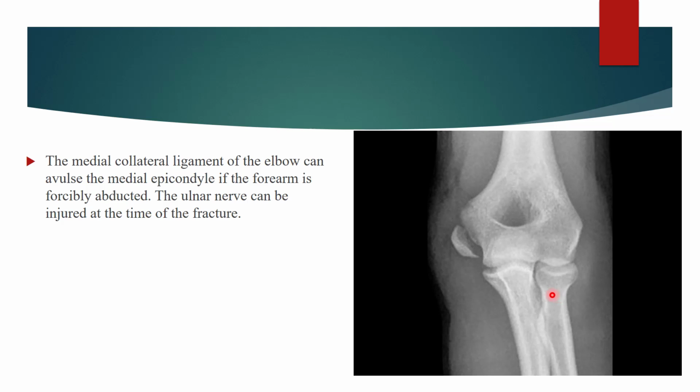The medial collateral ligament of the elbow can avulse the medial epicondyle if the forearm is forcibly abducted. The ulnar nerve can be injured at the time of this fracture because the ulnar nerve has very important relation with the posterior surface of the medial epicondyle.